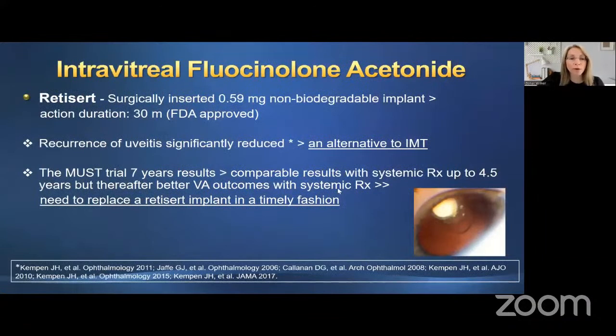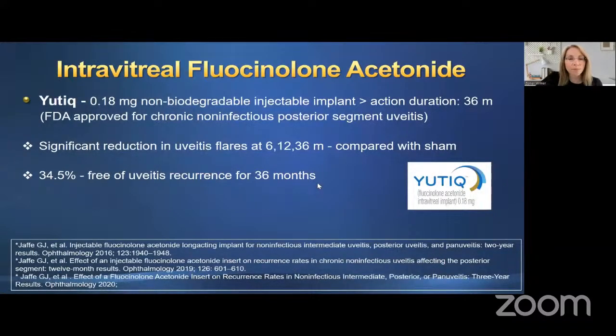Another option is using the Retisert, which is the surgically inserted fluocinolone acetonide implant with an action duration of 13 months. And it actually may serve as an alternative treatment to systemic immunotherapy. The MAST trial 7-year results show comparable results with systemic treatment up to 4.5 years, but thereafter better visual acuity outcomes with systemic treatment, which emphasizes the need to replace the Retisert implant in a timely fashion.